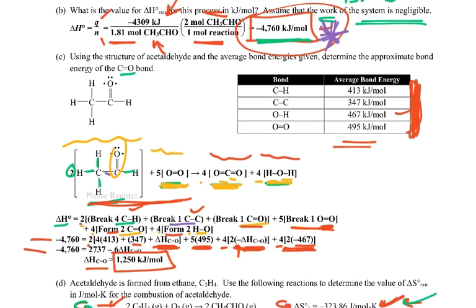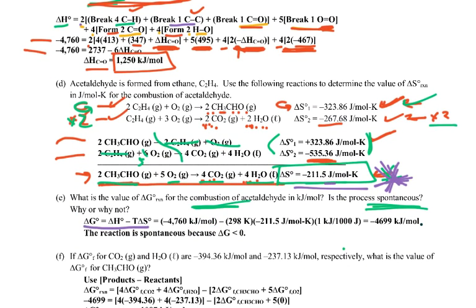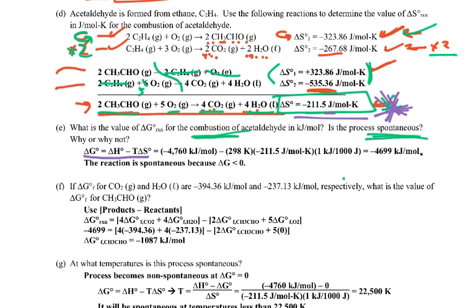So we know delta H, we know delta S. Be careful, this is in joules, and the other is in kilojoules. And we know that this is at 25 degrees Celsius, which is 298 Kelvin. So delta G equals delta H minus T delta S. We're going to put in delta H, that's from above. Here's the temperature in Kelvin. Here is the negative 211.5 joules per mole Kelvin, and then 1,000 joules per kilojoule. So divide by 1,000 and put all that together, we get negative 4699 kilojoules per mole.